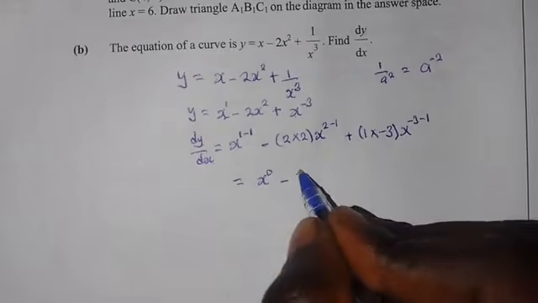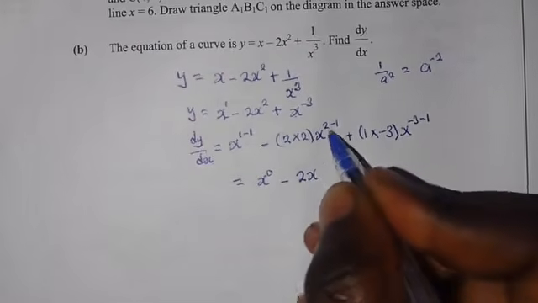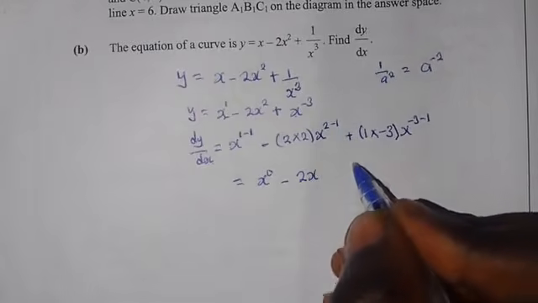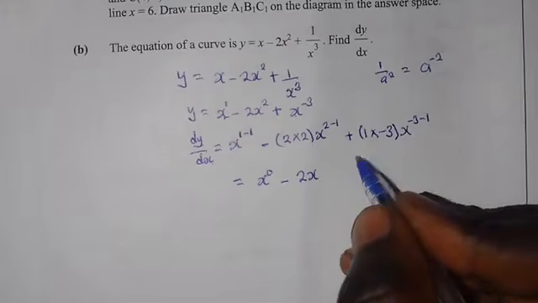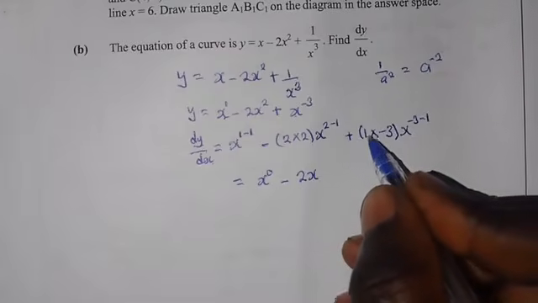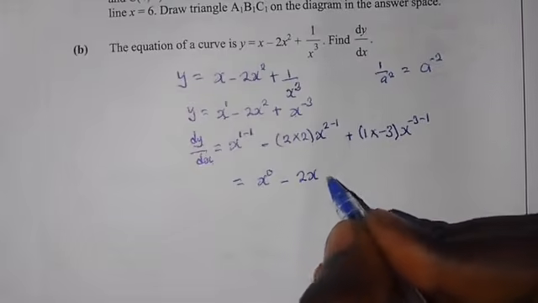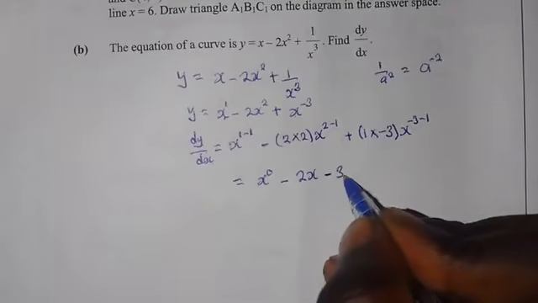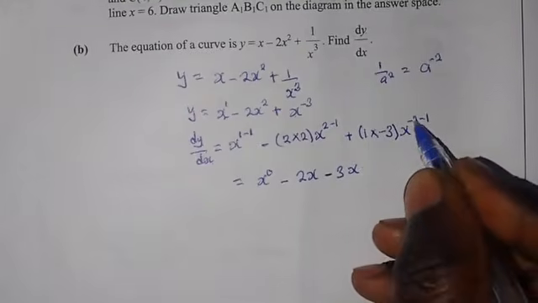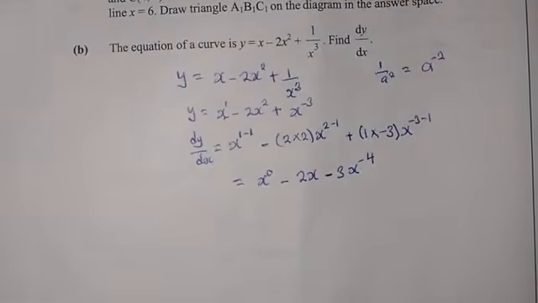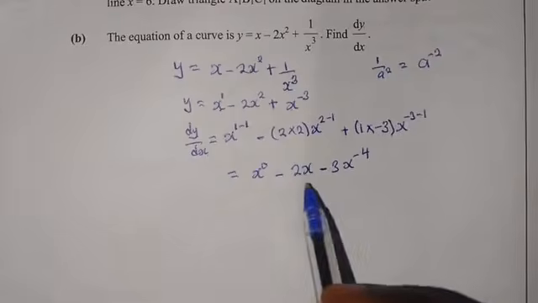Then minus 2x, because 2 minus 1 is 1. So 2x power 1. Now I won't write a 1 here. Then we can have 1 times negative 3 to be negative 3. So negative times this positive is negative 3. Then we write x. Negative 3 minus 1 is negative what? 4. So this is what we are going to get here.